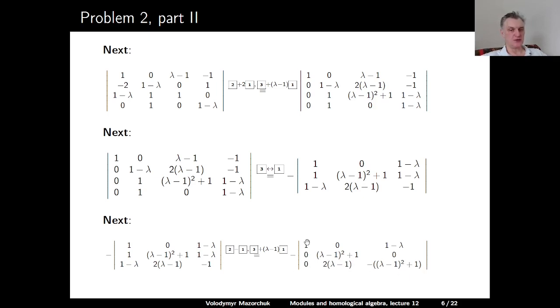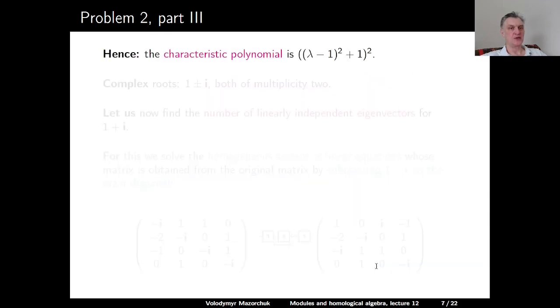Because of these zeros, this determinant is equal to the determinant of the 2 times 2 matrix, which is obtained when we delete the first row and the first column. And then because of this 0, the determinant is just the product of these two diagonal elements. Note that we have the minus sign here and the minus sign here. And so the characteristic polynomial is the square of (lambda - 1)^2 + 1.